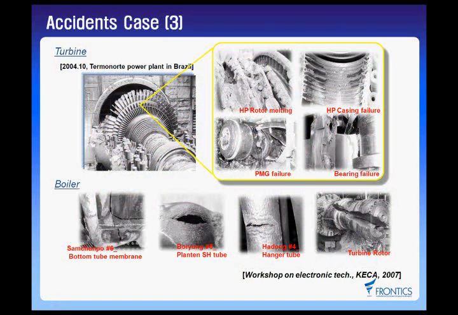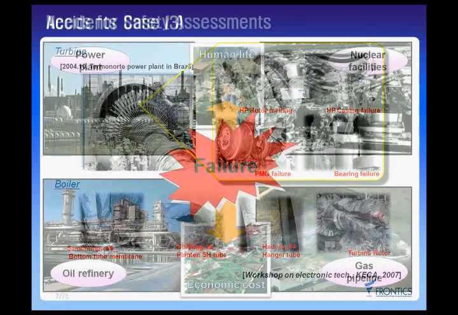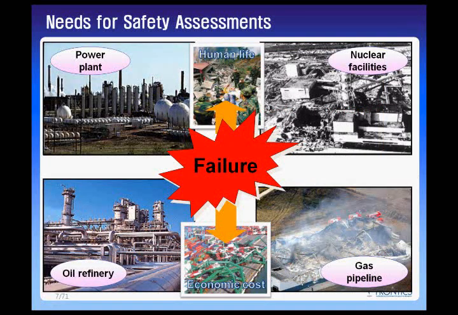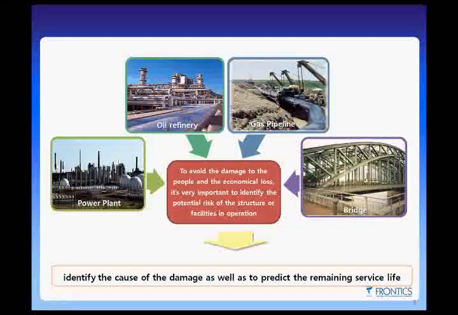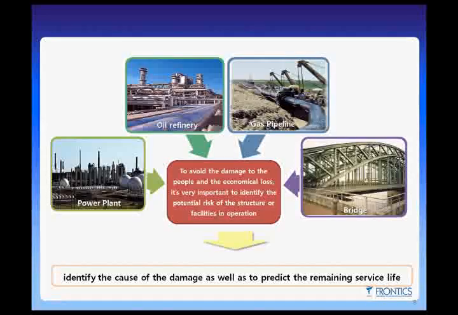These accidents are unfortunately representative of large and small incidents that continue with some frequency at industrial sites. Such accidents cause a huge loss in economic cost and unduly threaten the lives of people. To avoid further damage, it's very important to identify the potential risks of structures or facilities in operation, as well as the cause of damages that already exist.